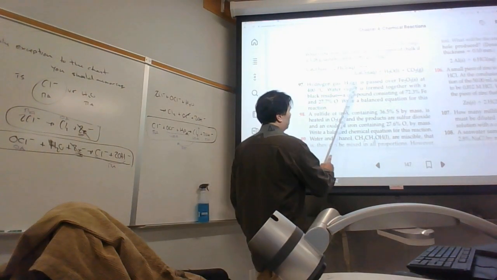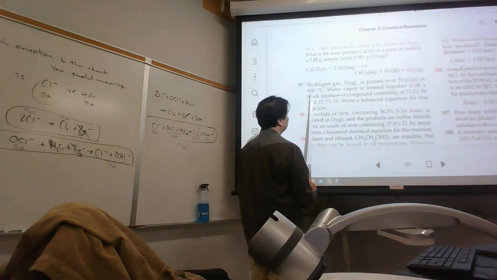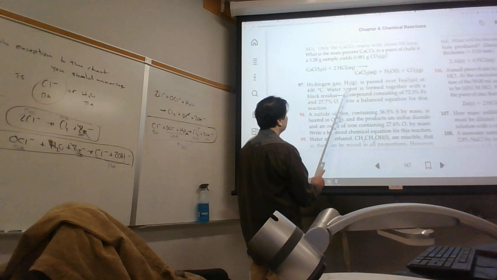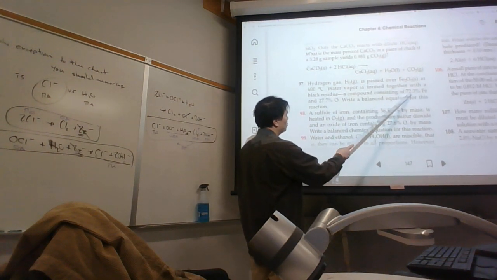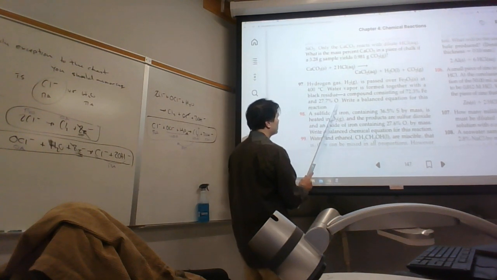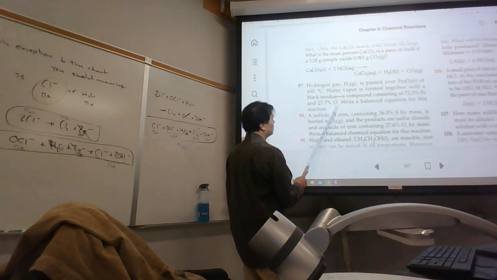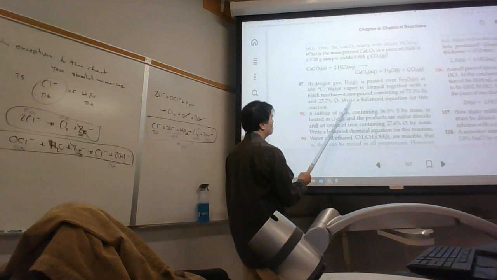Hydrogen gas is passed over rust at 400 degrees C. Water vapor is formed together with a black residue, a compound consisting of 72.3% iron and 27.7% oxygen. That's the black residue. Write a balanced equation for this.